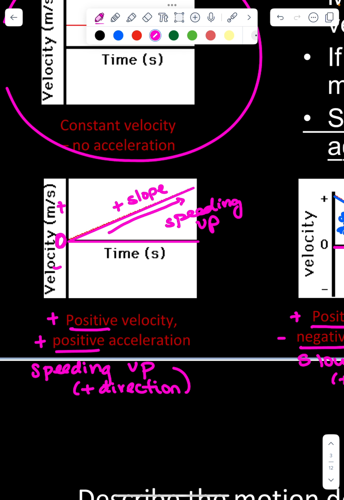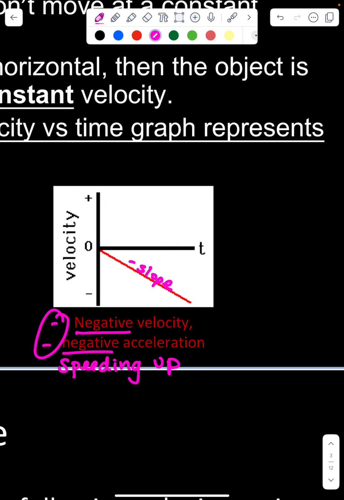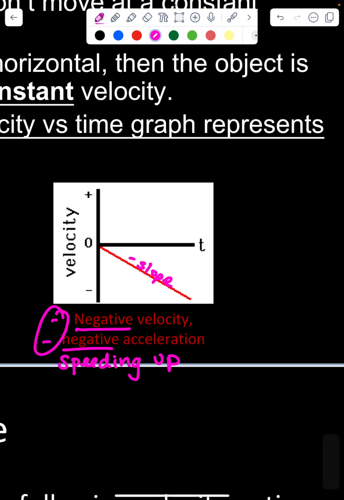So we saw two positives over here. That meant that we were speeding up. Two negatives also means that we're speeding up. But instead of speeding up in the positive direction, we are speeding up in the negative direction here.